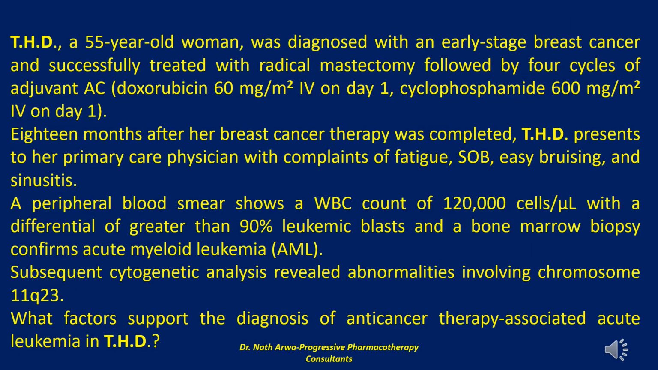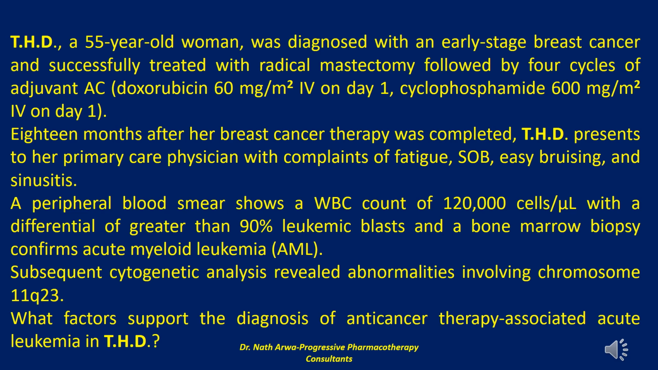The next case reads, THD, a 55-year-old woman, was diagnosed with an early-stage breast cancer and successfully treated with radical mastectomy followed by 4 cycles of adjuvant AC, that is doxorubicin dosed at 60 mg per meter squared IV on day 1, cyclophosphamide 600 mg per meter squared IV on day 1.